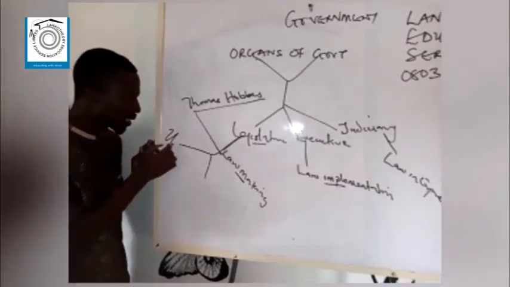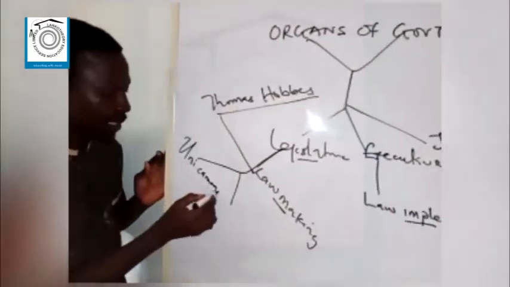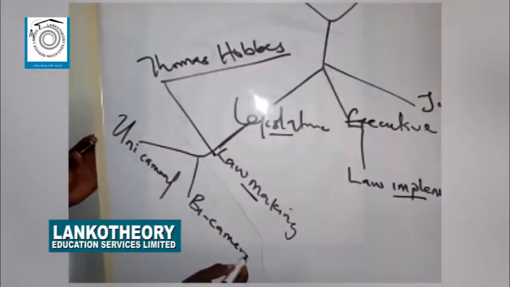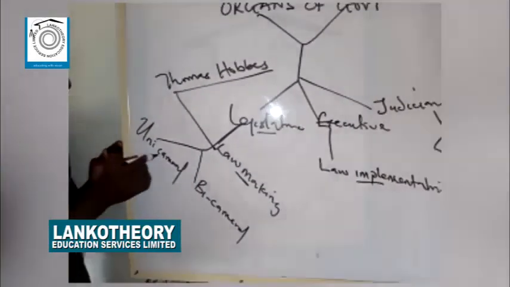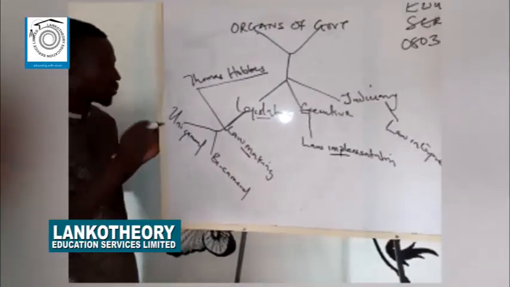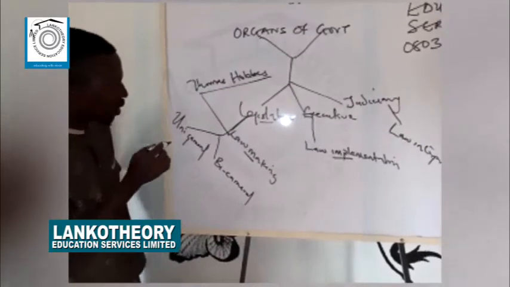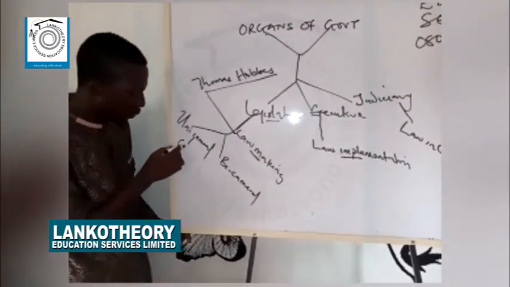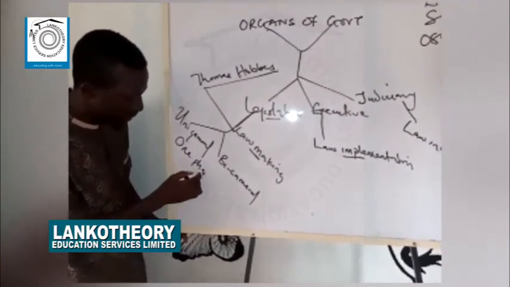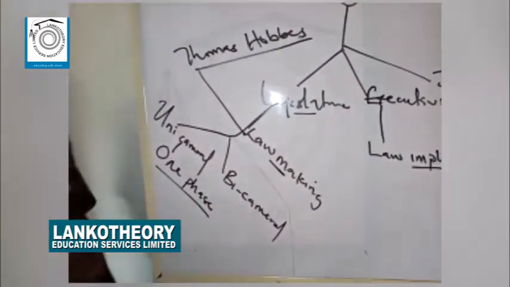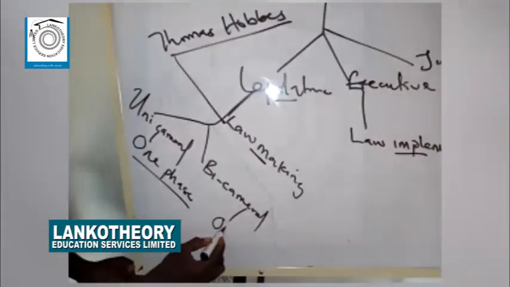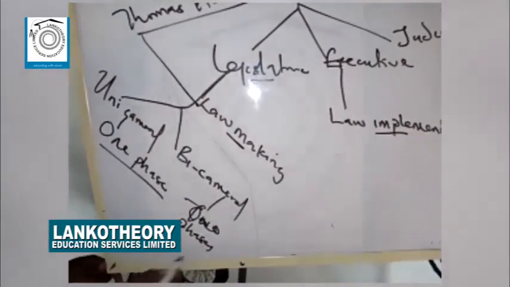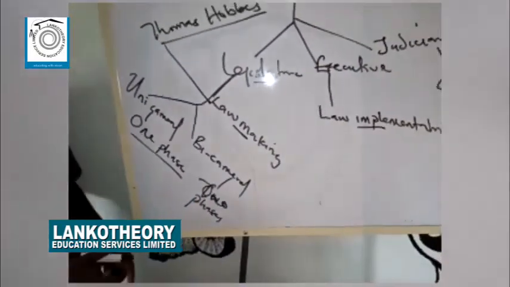The legislative arm of government is divided into two. Generally, we have the unicameral legislature and we have the bicameral legislature. In a state that operates a unicameral legislature, only one organ, only one arm exists that makes law for the state. One face making law for the state. But here we have two faces that make law for the citizens of the state.